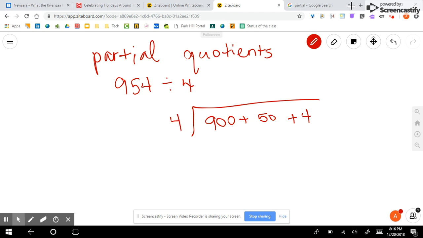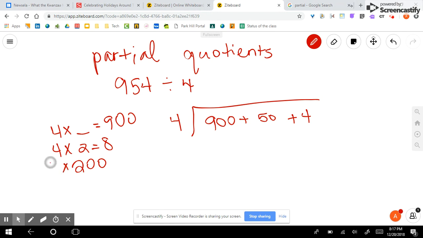So first I'm going to think, 4 times what gets me close to 900? Well, sometimes that's hard to think about. So I'm going to pretend like those zeros aren't there and think, 4 times what gets me closest to 9? I know nothing equals 9, but what gets me closest? Well, I know 4 times 2 equals 8. So 4 times what would get me close to 900? Well, since I know there's 2 zeros added on, I need to add 2 zeros here, and that would equal 800.